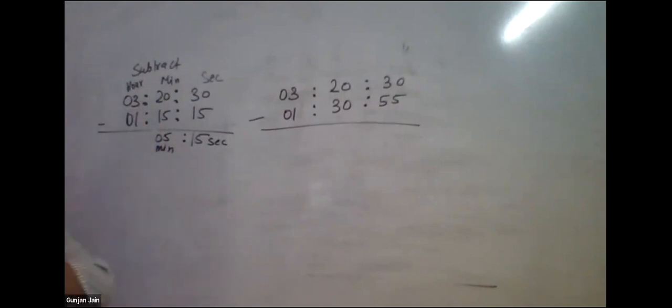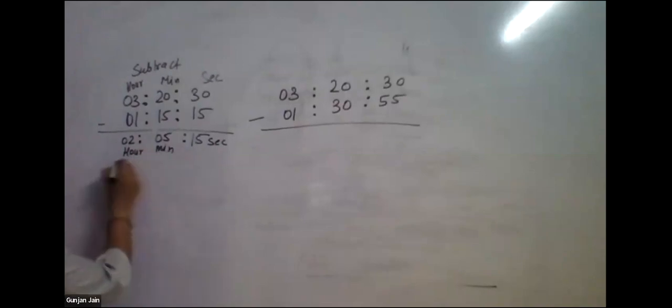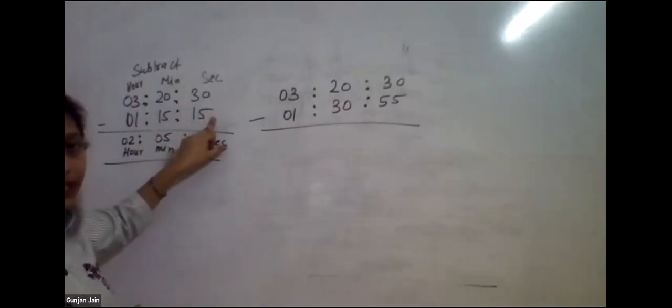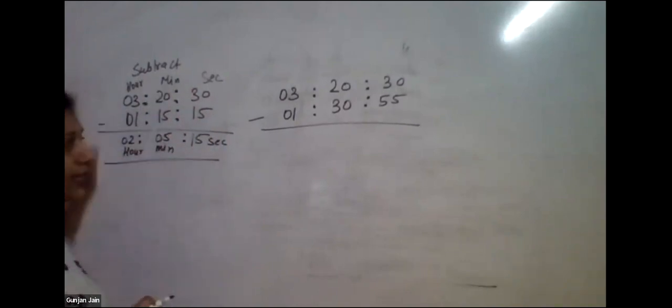Now what is 3 minus 1? Yes, correct. 2 is the correct answer. So we get the answer as 2 hours, 5 minutes and 15 seconds. This is easy. That means when your top value is greater than your bottom value, then we don't have any problem. We will subtract like this.